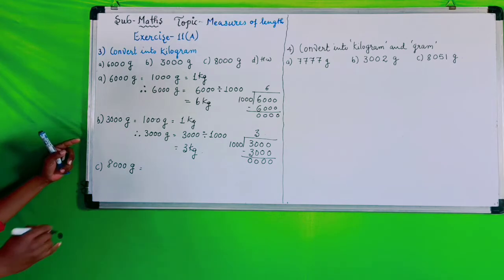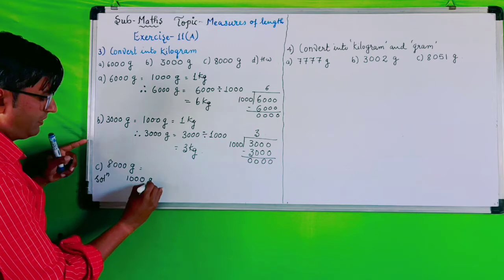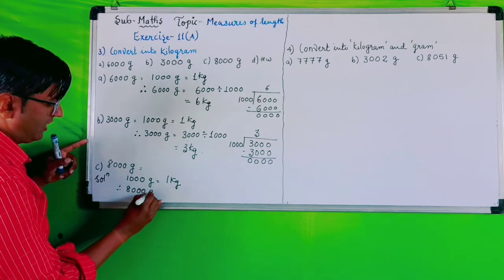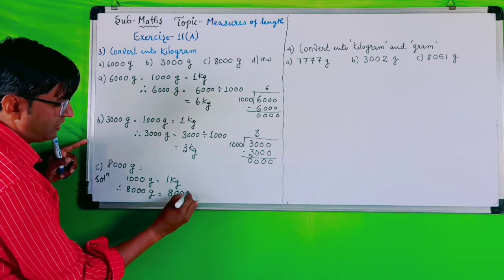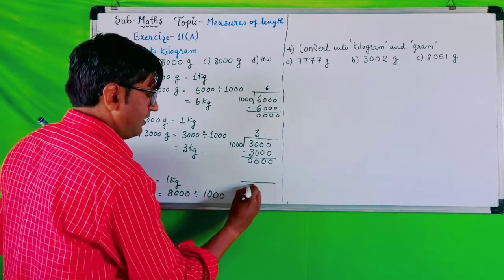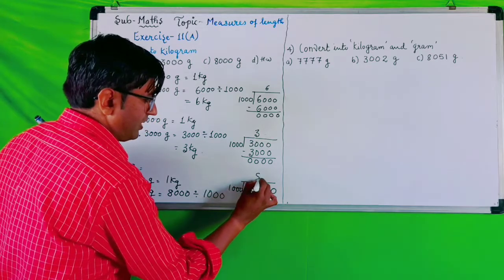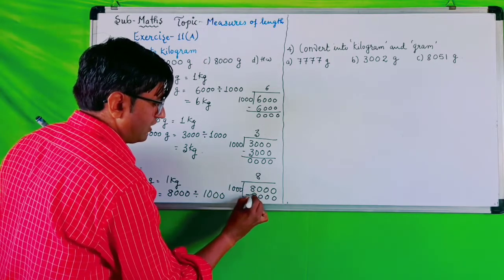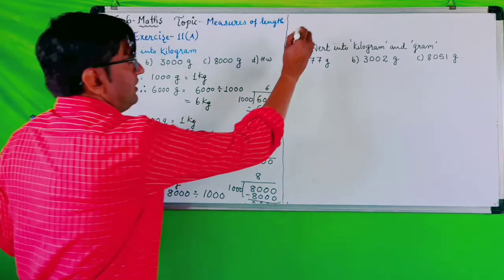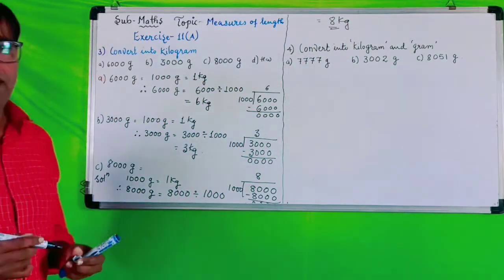Now, next one, C is 8,000 gram. Okay? Now, in the solution I will write here 1,000 gram equals 1 kg. Therefore, 8,000 gram equals 8,000 divided by 1,000. Here we will divide 8,000 by 1,000. 1,000 8 are 8,000. Okay. So what did we get here? 8. So here I will write down 8 kg. So 8,000 gram equals 8 kg.